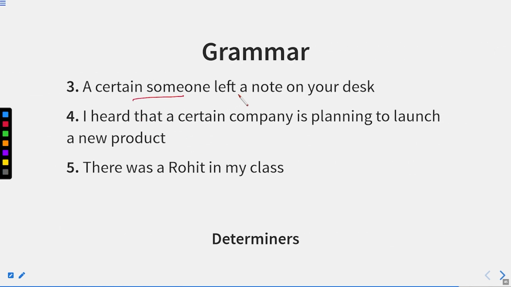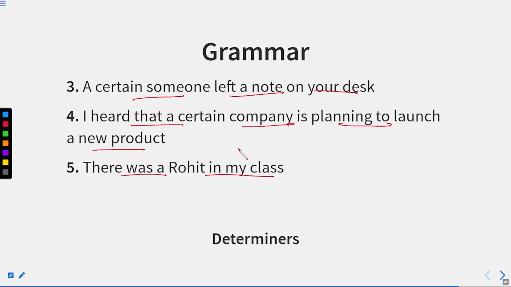A certain someone left a note on your desk. A certain someone means anyone. A person was there. I don't know who, but there was a person. I heard that a certain company is planning to launch a new product. There was a Rohit in my class. It means there was a person whose name was Rohit, that he was in my class.